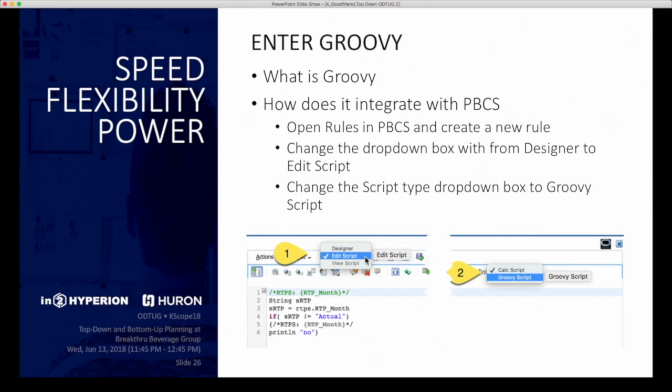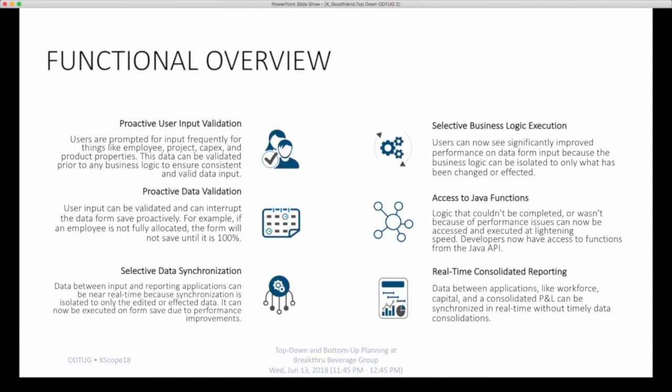So your question, which we'll get into, basically the difference, if nobody's ever used this, is that when you go into a calculation, there's a couple different steps you need to take. The first one is you change the view to the edit view, and then you're gonna get a drop down over on the right to change it from calc script to Groovy script, and then bam, you have a Groovy script that you can work with. We've already talked about a lot of these things: the proactive user input validation, the selective data syncs and business logic, and access to Java functions.